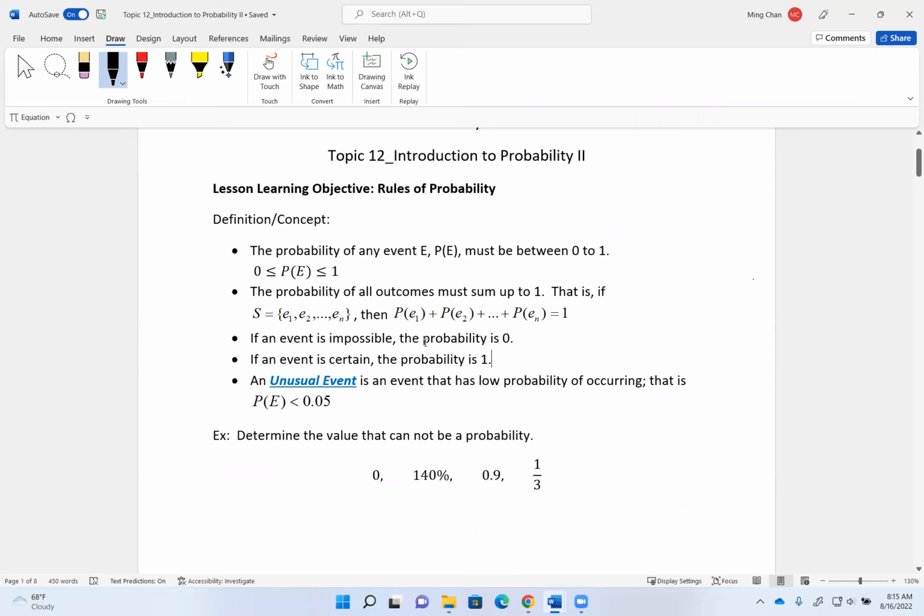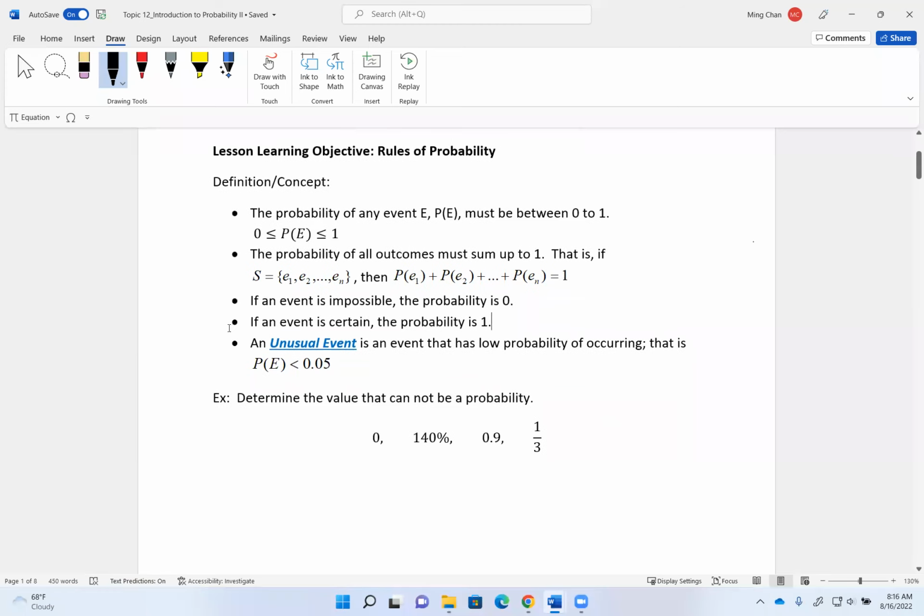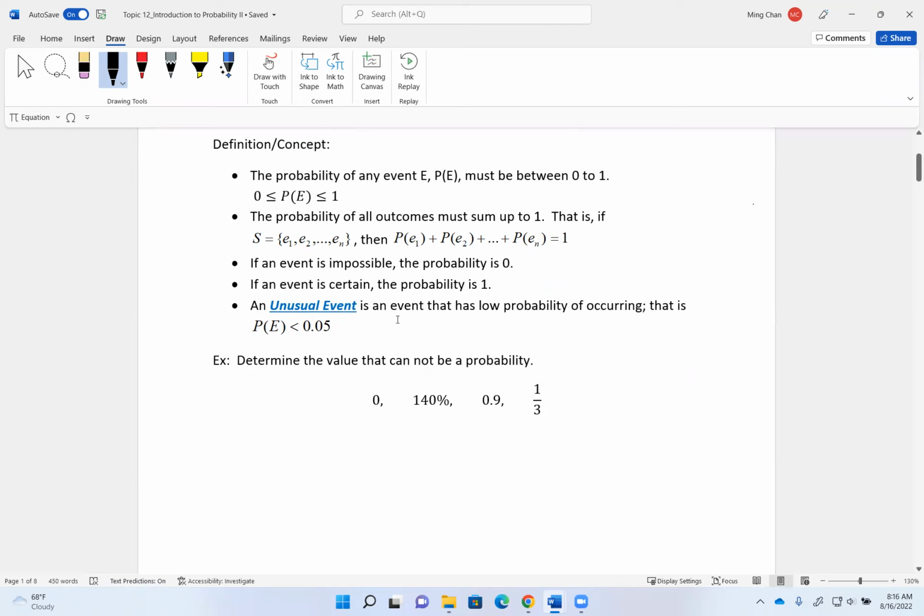If an event is impossible, the probability will be 0, a 0 chance of happening. If an event is certain, then the probability is 1. An unusual event is defined as an event that has low probability of occurring, that is to say, probability less than 0.05. Any probability less than 0.05 or 5% will be considered an unusual event.